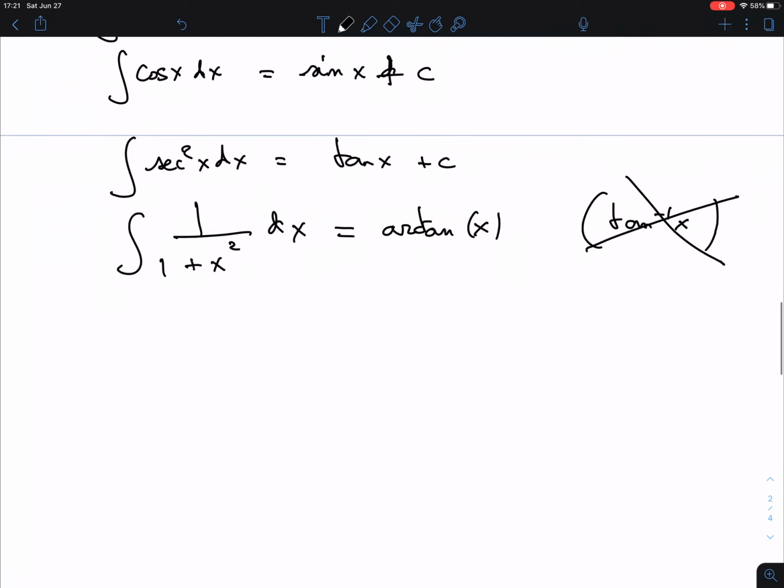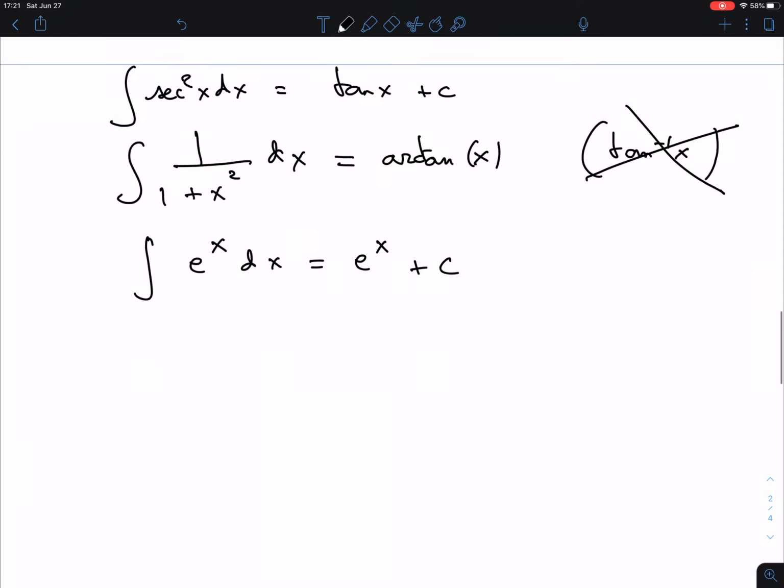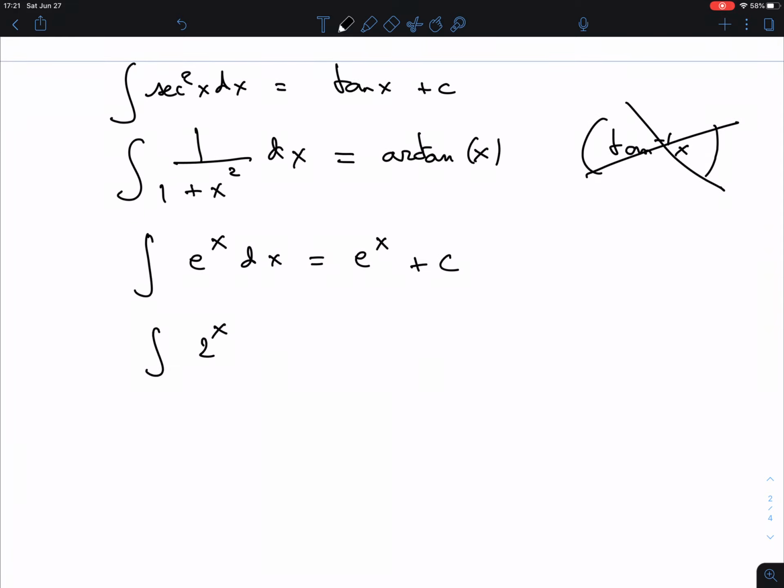Now there's one important one, of course, e to the x dx. What's the antiderivative of that? Well, that's the nice one, right? It's equal to its own derivative. It gets a little bit trickier if I take a different base. What's the antiderivative of this guy?